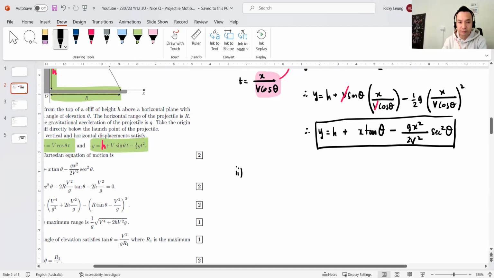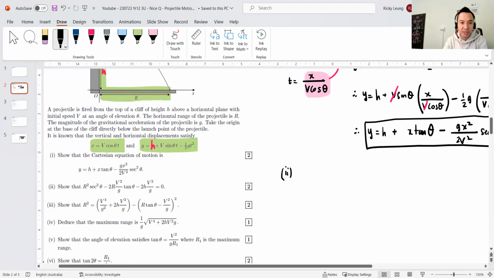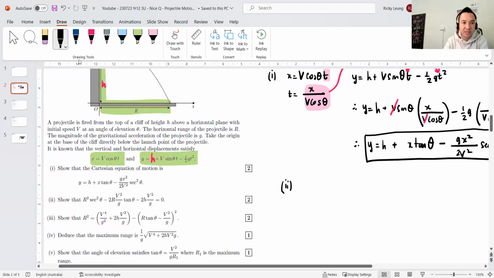Part 2, show that r squared. So r is over here. The moment it hits the floor over here, what do we know? At that point, y equals 0 and x equals r. It feels like that's the information I need to sub into the Cartesian. They made me do Cartesian, so I'm probably going to use it. They gave me a coordinate, y equals 0, x equals r. Let's sub it in, and it looks like I'm putting everything on one side.